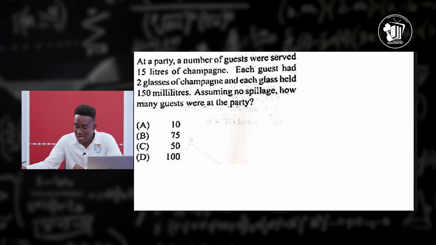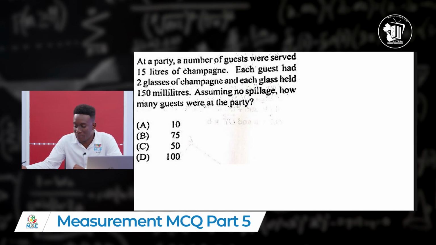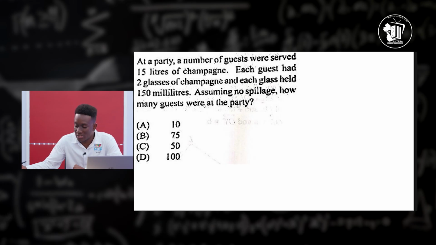This one says, at a party, a number of guests were served 15 liters of champagne. Each guest had 2 glasses of champagne, and each glass held 150 milliliters. Assuming no spillage, how many guests were at the party?